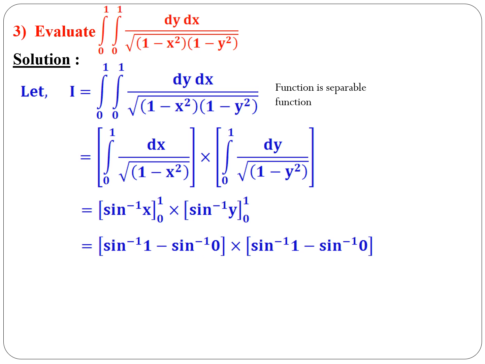So both will be sine inverse 1 minus sine inverse 0, sine inverse 1 minus sine inverse 0. So that is pi by 2 times pi by 2, so the answer is pi square by 4.